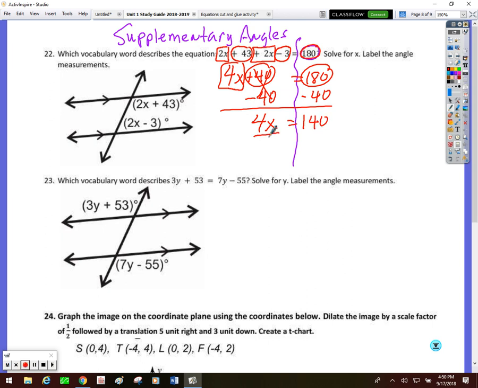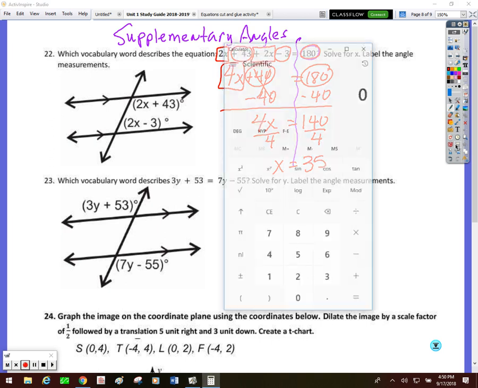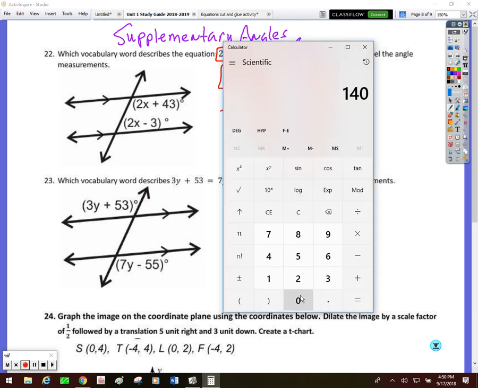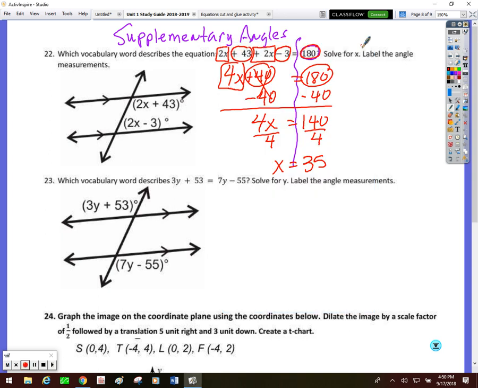All right, next step, divide by 4. X should give me 35. Let's make sure, just to be safe, 140 divided by 4 gives me 35. Good. Okay, so now that is the value of X. That still doesn't give me my angle measurement, so we're going to go right back over here. We're going to take this number, we're going to plug it in here, then we're going to take this number and plug it in here. Alright, so let's see what we got.